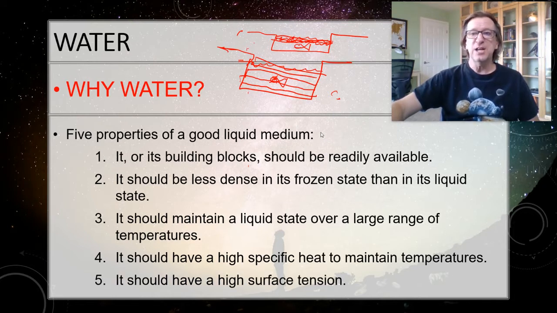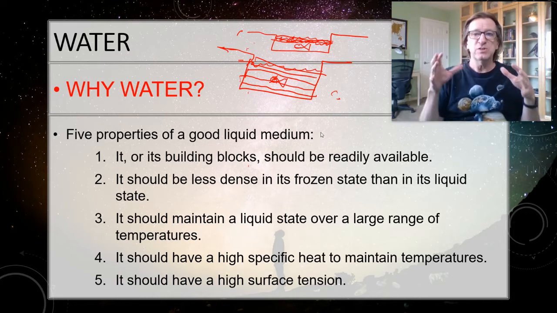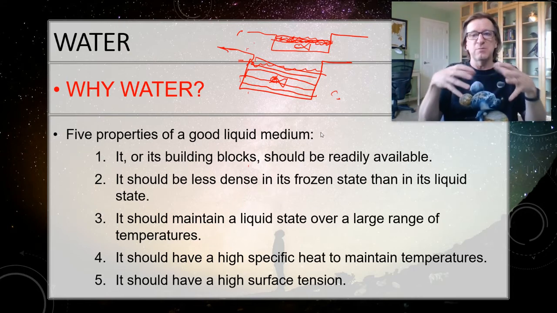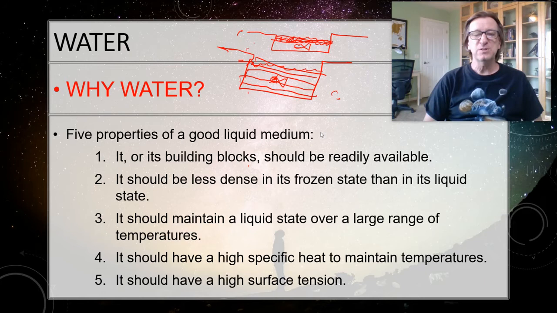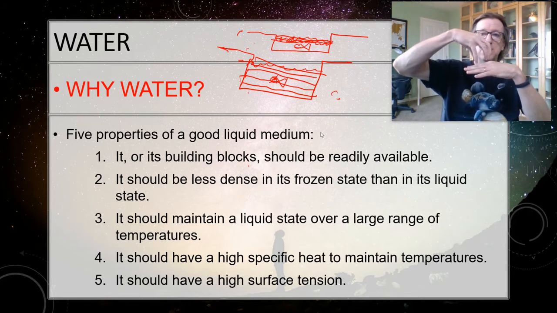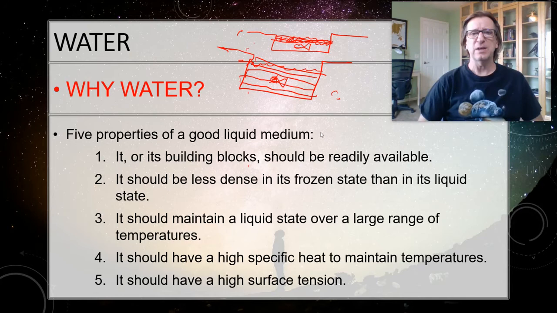And then finally, it should have a high surface tension. Surface tension is how the water or the liquid medium gloms together, how it forms like raindrops. And one place you may have seen this, if you've ever put Rain-X on your car, what that does is increase the surface tension of the water. So when you get the water, it starts to bead up like that. And you may say, well, why do I care about that?